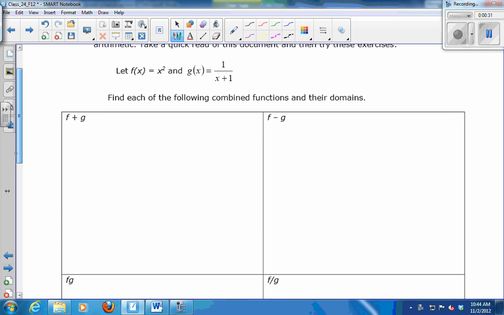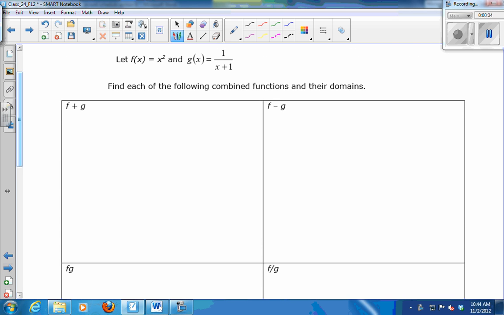So we have two functions, x squared and 1 over x plus 1. If I want to add them together, I would just do f plus g, which is x squared plus 1 over x plus 1. Just make a little substitution. Replace the f with what it equals, x squared. Replace g with what it equals, 1 over x plus 1. And you're done. That's the sum of the two functions. Just add them together.